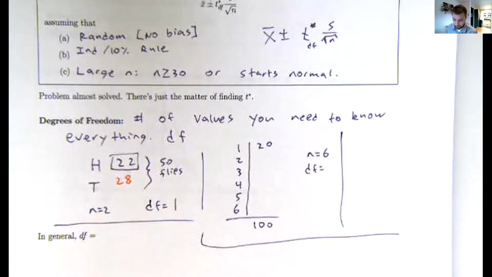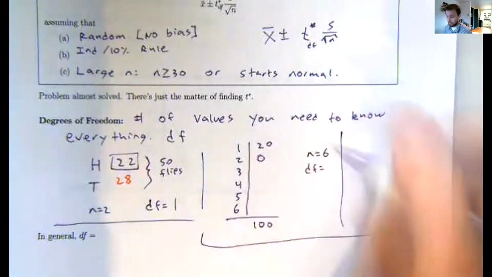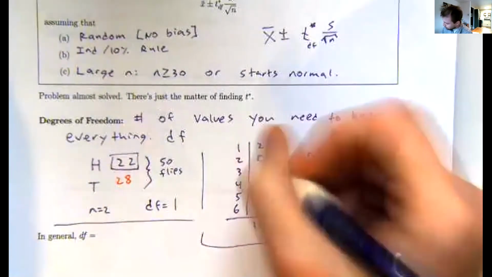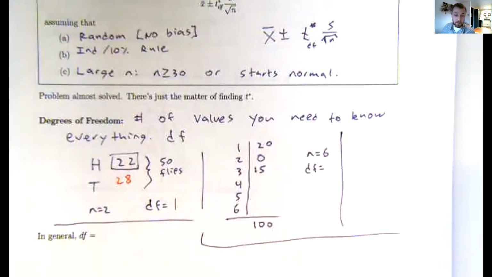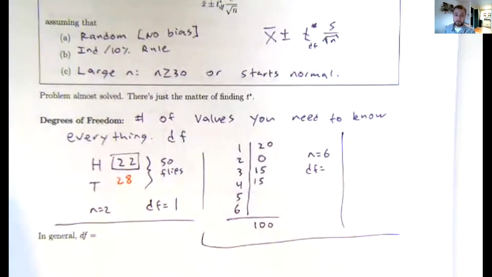So 20 for the first. I'm going to give you the second one. Let's suppose this is a 0. I don't have enough for the rest, so I'm going to give you another one. 15. I'm up to 35 out of the 100 values. There's still 65 values I don't know. Number of 4s. Let's suppose this is also 15. I'm up to 50 so far.